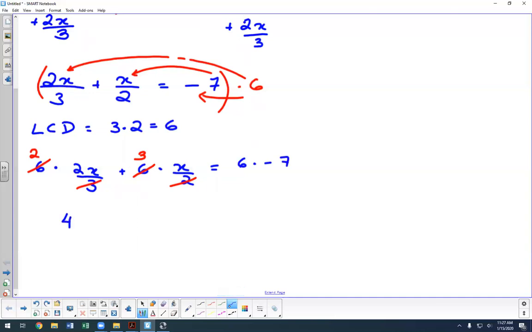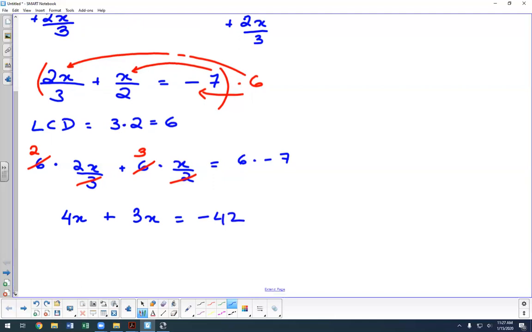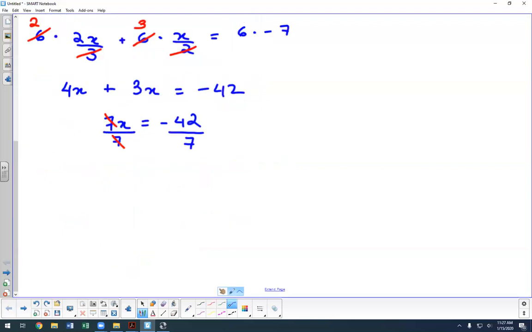2 times 2 will give us 4x plus 3 times 1, of course, will give you 3x equals 6 times negative 7. Negative 42. Yeah. Alrighty. And you can kind of see how that leads us to our answer. Combine like terms, so 4x plus 3x will give you 7x. Divide both sides by 7 to get that x by itself. And we end up getting x equals -6.